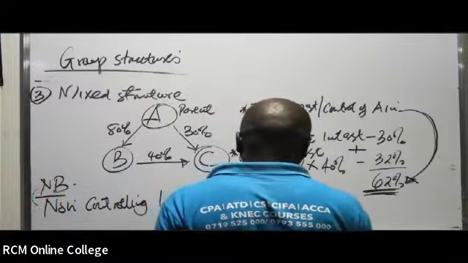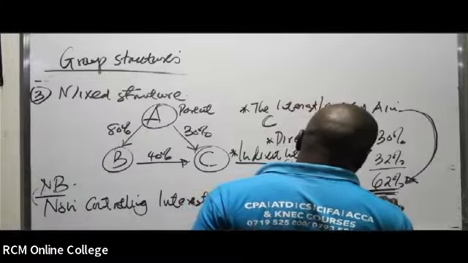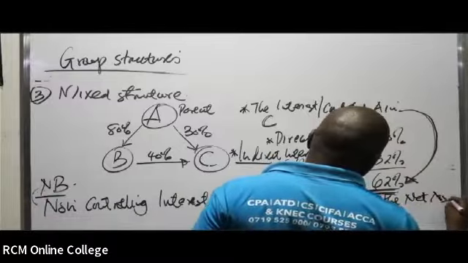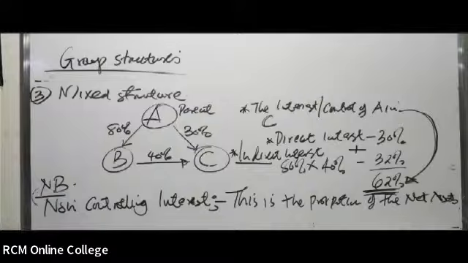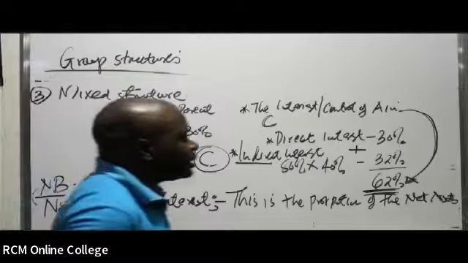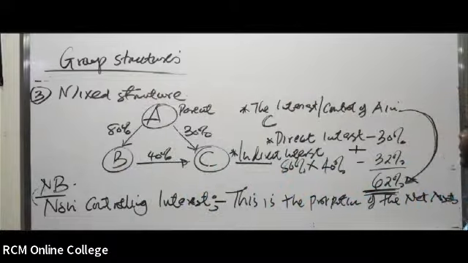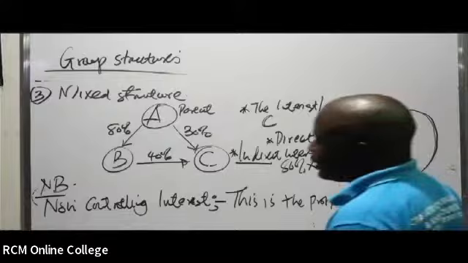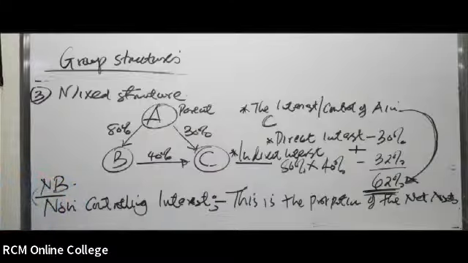This is the proportion of the net assets in the subsidiary that is not owned by the parent or the holding company.